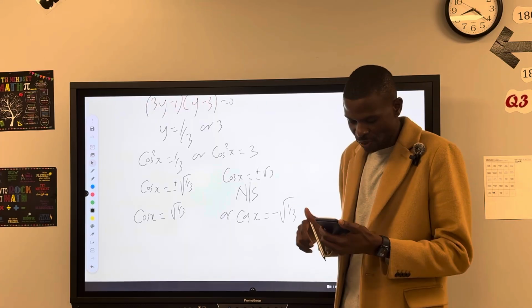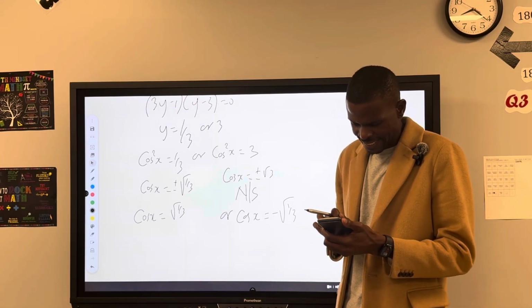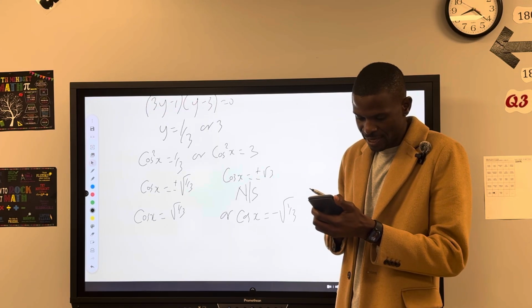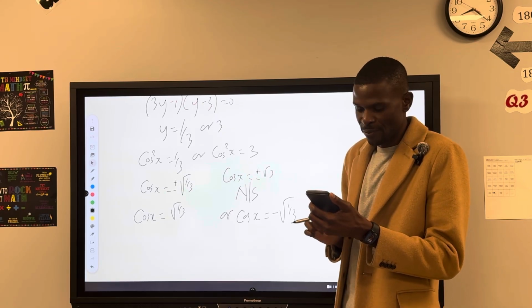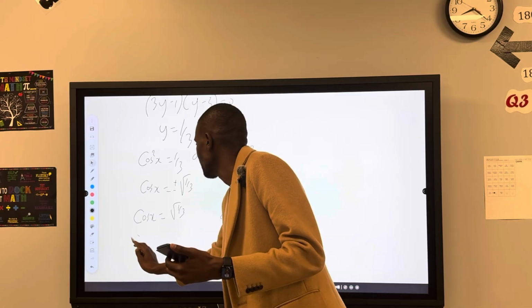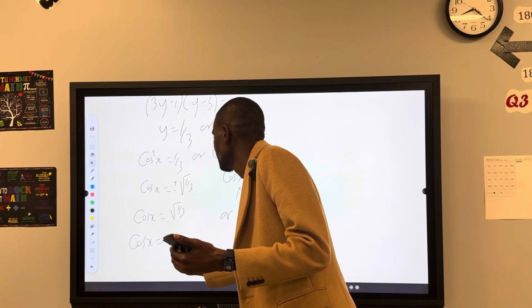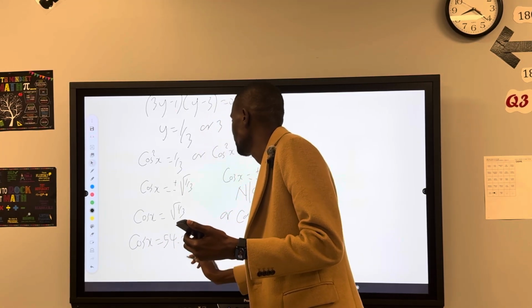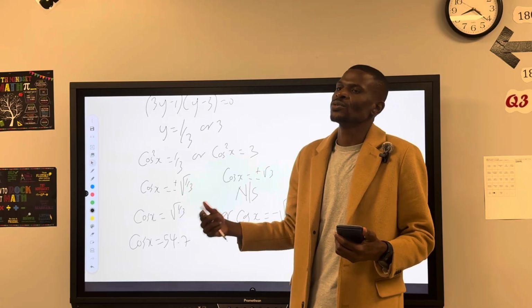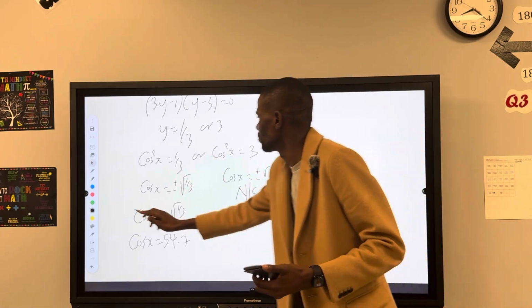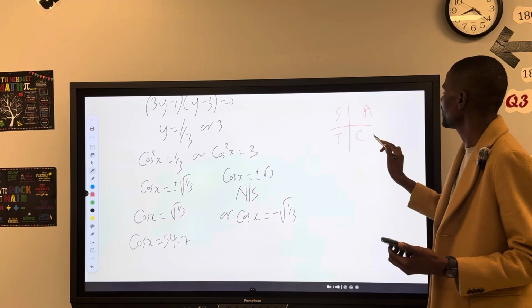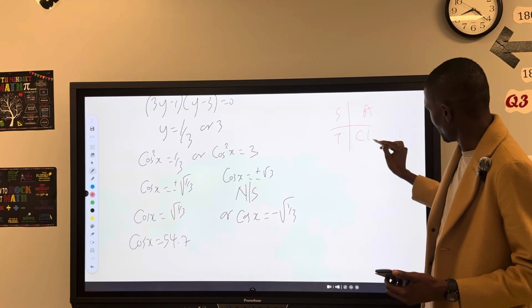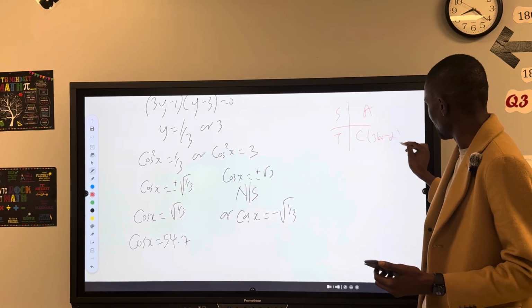And make sure your calculator is in degrees as well. Okay, so it's square root of 1/3, right? So for square root of 1/3, I'm getting 54.7. So x is equal to 54.7. Then cos is also positive when we do our quadrants, right? All Students Take Coffee. So it's going to be in this one here, which is 360 minus alpha.